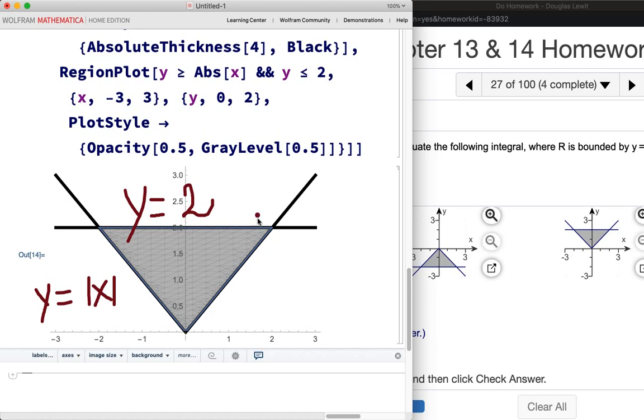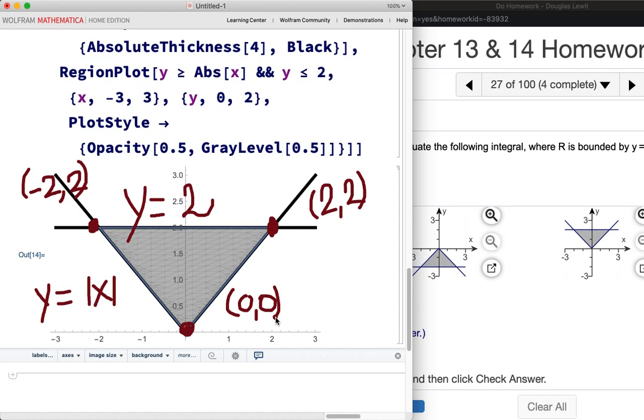Now, where do they intersect? Obviously, they're going to intersect right over here when x is 2 and y is 2. And here, the same thing. We have another point of intersection when x is negative 2 and y is 2. And then this, of course, is the point 0, 0.